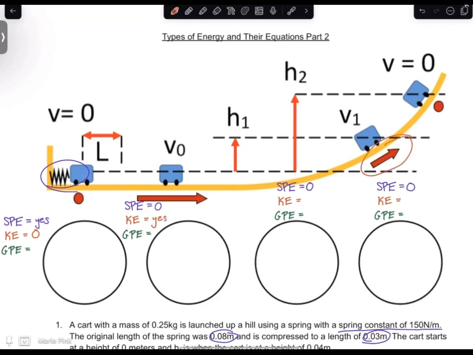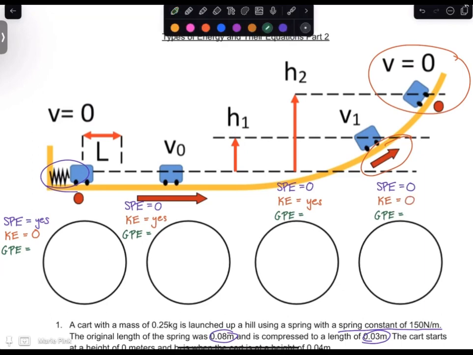At this position, it's also still moving. So there is still kinetic energy. And at the top, it's not moving. Now, one thing to remember is if it was still moving up, then it's not at the highest point yet. So at the very top, that is when your velocity will be 0, and that's why your kinetic energy will be 0 there.